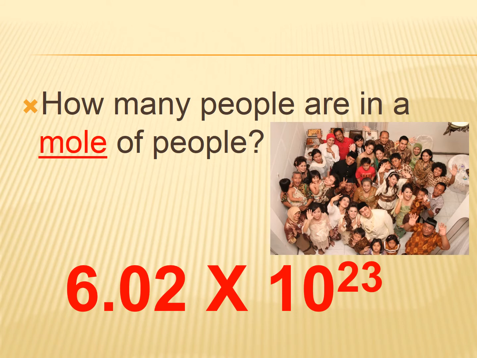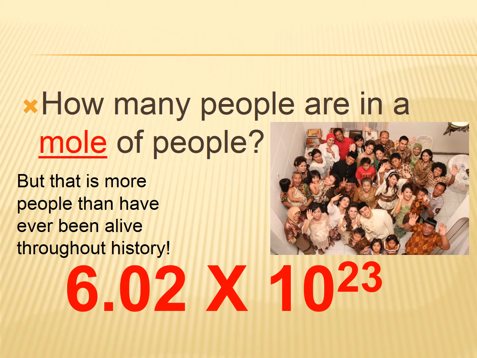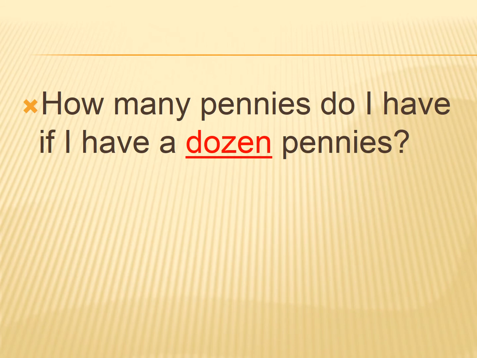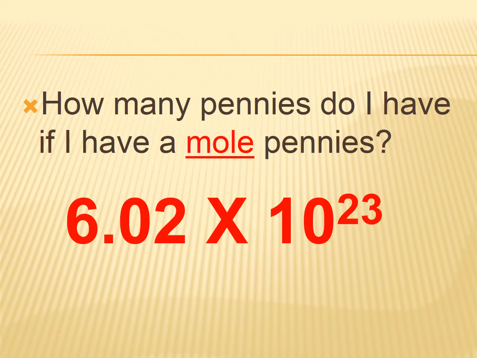This is such an incredibly large number that there hasn't even been a mole of people ever alive throughout all history. People that have been alive and died. We've never even had a mole of people. So again, review. I have a dozen pennies, means 12. I have a mole of pennies, it means 6.02 times 10 to the 23rd.